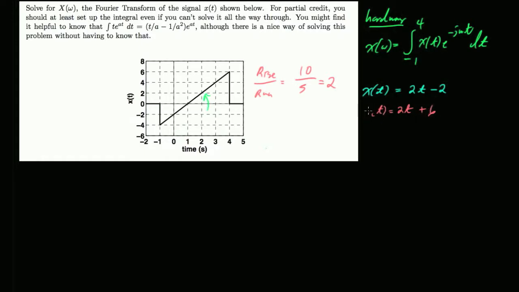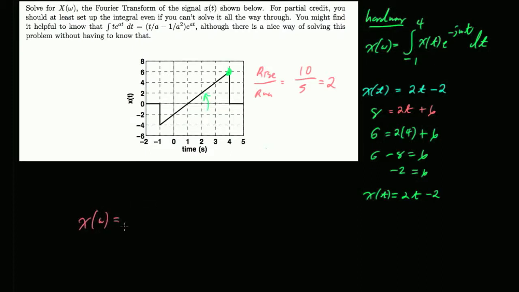So I can sub in either point. So why don't I sub in this point? So this point is going to be, the y value is 6. So 6 equals 2 times 4 plus b. So b equals negative 2. Okay. And if I wanted to use the other point, I would have gotten the same b. All right, so now I know the equation of my line, 2t minus 2. So my integral is now minus 1 to 4, 2t minus 2, e to the minus j omega t dt. Okay, and now go make yourself miserable integrating that.